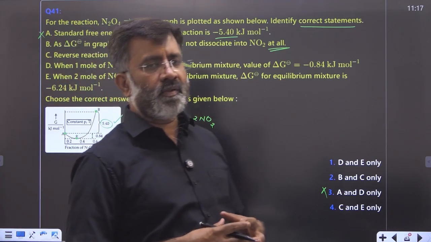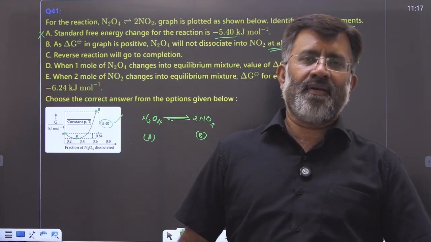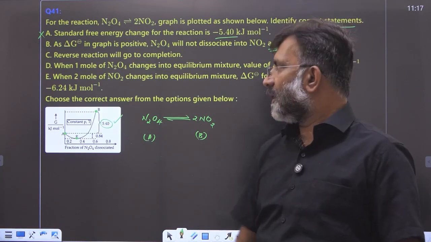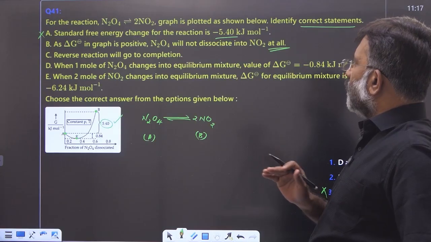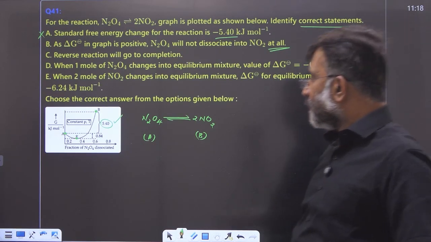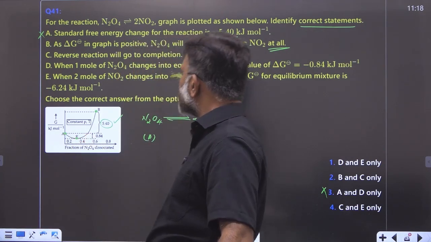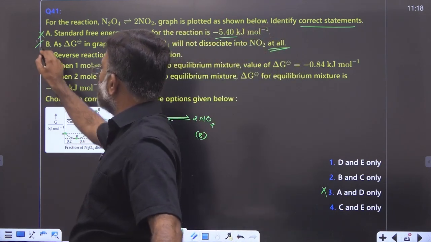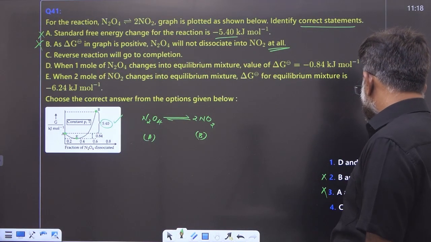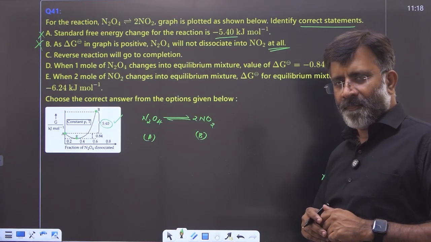Under equilibrium means there is dissociation and association. There is a definite quantity of N2O4 available and NO2 available, right? So N2O4 will not dissociate into NO2 at all. It is wrong. This much it is dissociating, no? This much it is dissociating. So statement B is wrong.